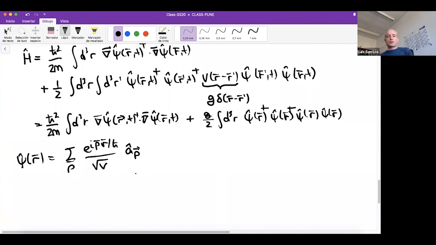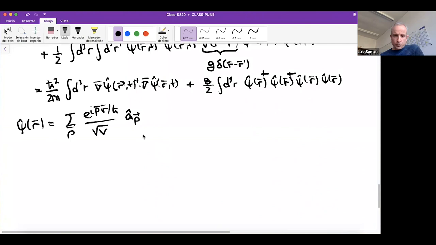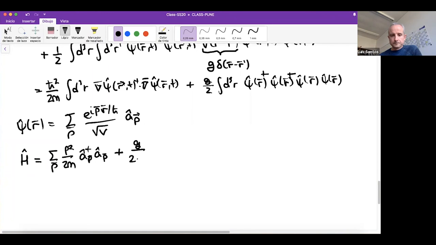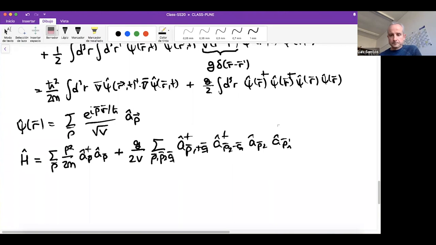I introduce the bosonic operators for creation and annihilation of particles with a momentum P. And then I can write my Hamiltonian in this form. This is the kinetic energy, which now is very simple. Okay, so this is my Hamiltonian.